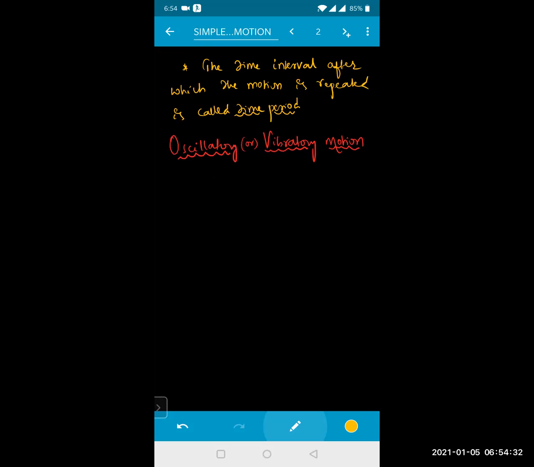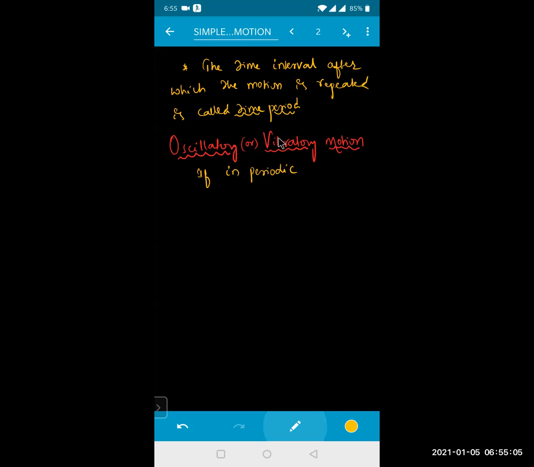See, take a blade, keep it between your teeth and give a small jerk. What happens? It will be moving to and fro about that one mean position, isn't it? That is called oscillatory or vibratory motion, like a phone getting vibrated when it is in vibrating mode. Even we can keep a scale on the table and fix it with one hand, and with the other hand give a small jerk, and it will be oscillating at that position.